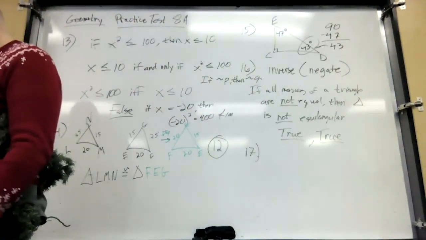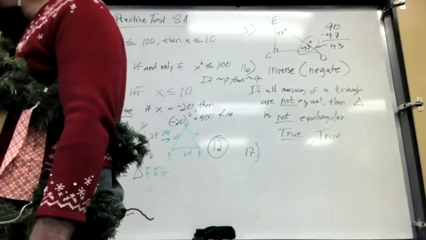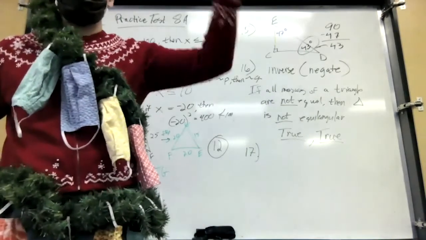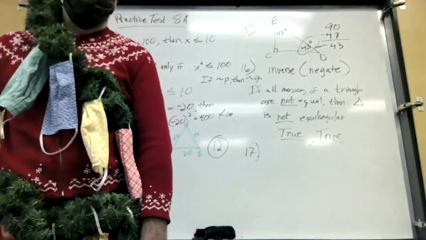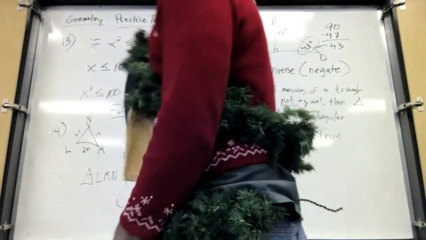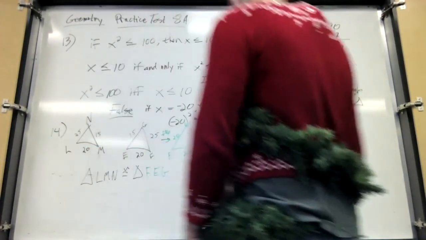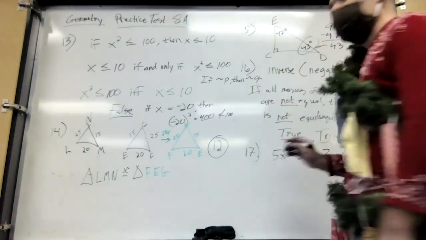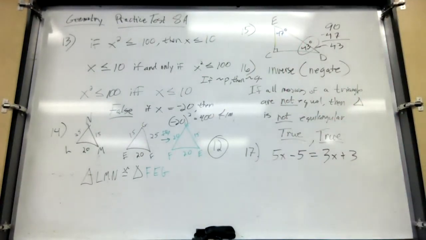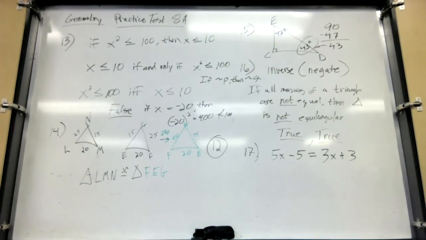Okay, look at number 17. That's a parallelogram. Find the value of x. What do you know about opposite sides of a parallelogram? They're equal. So set those equations equal to each other: 5x minus 5 has to equal 3x plus 3. Everyone understand why you just set those equal? You can only do that because they tell you it's a parallelogram, and we went over the properties of a parallelogram: the opposite sides are congruent, and the opposite angles are congruent.